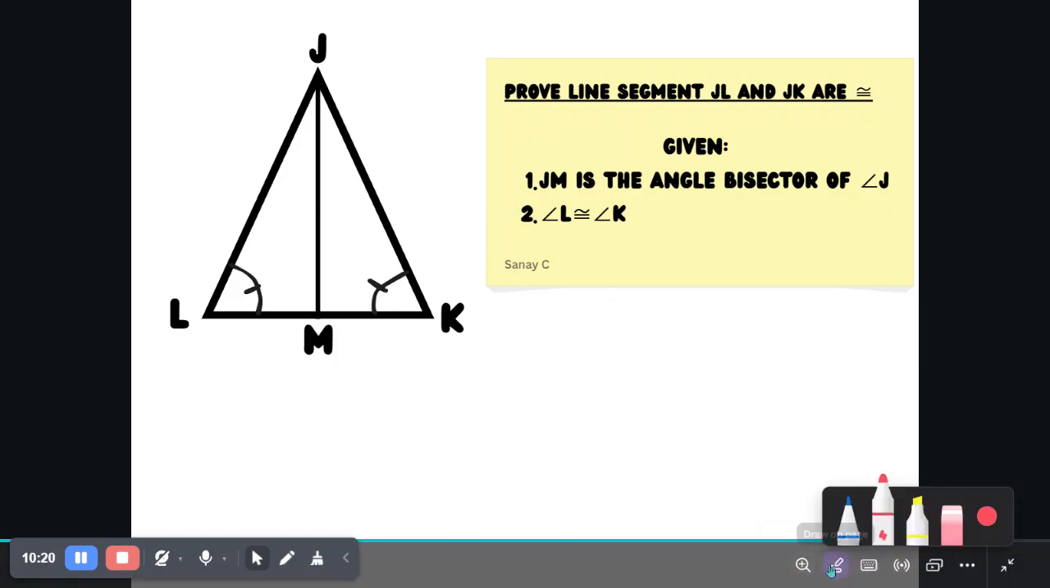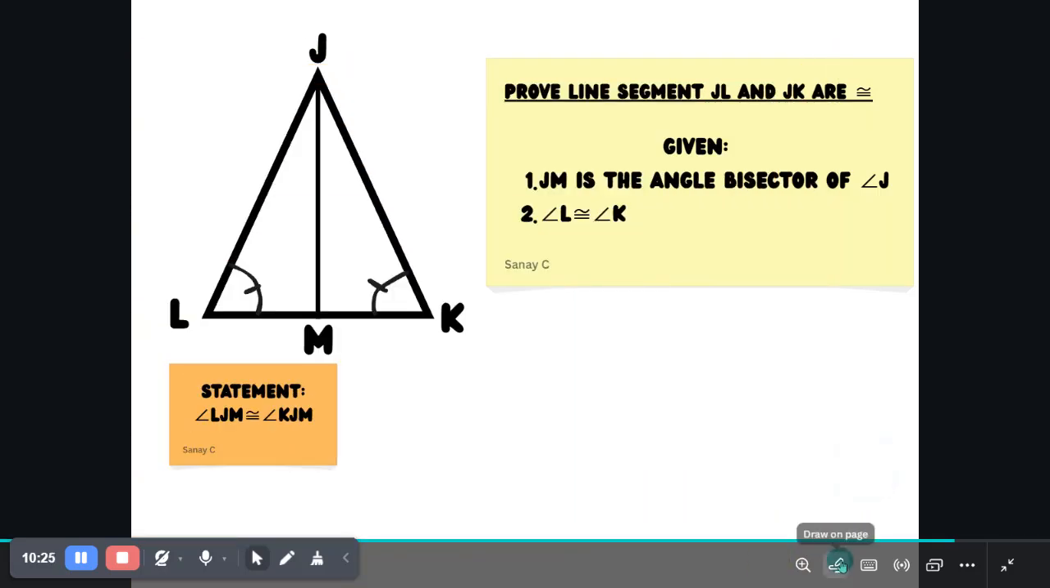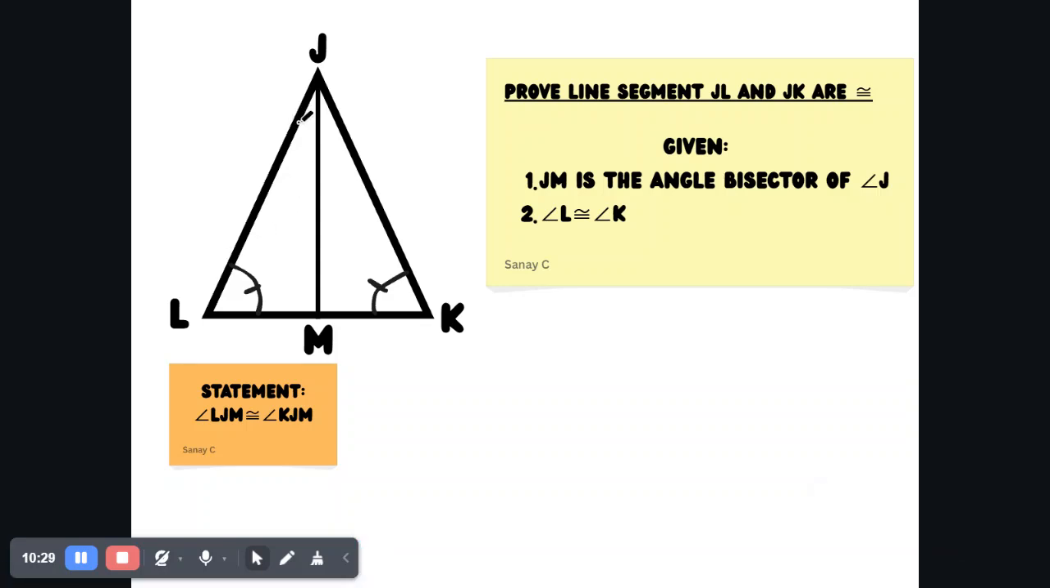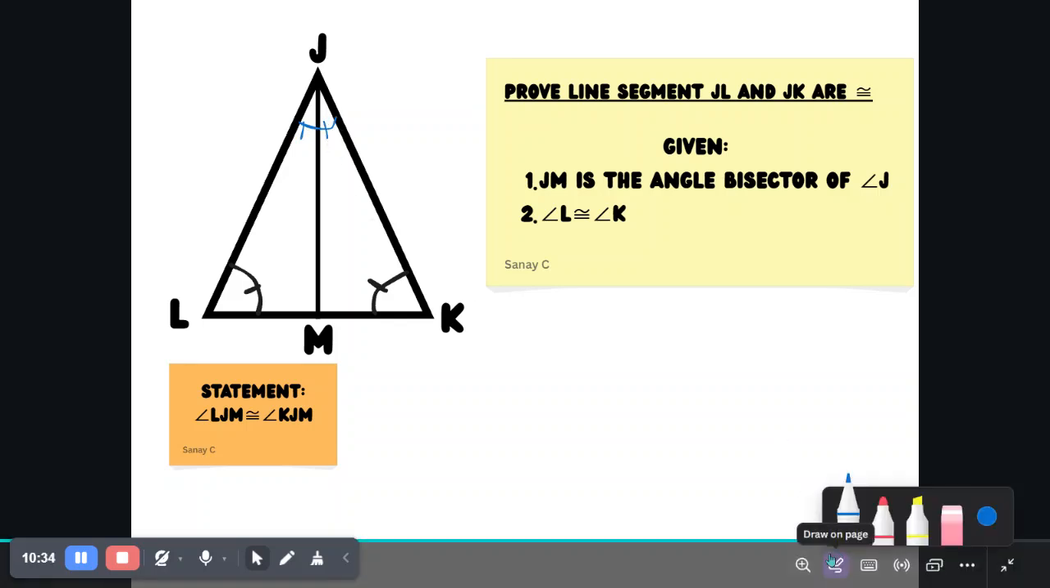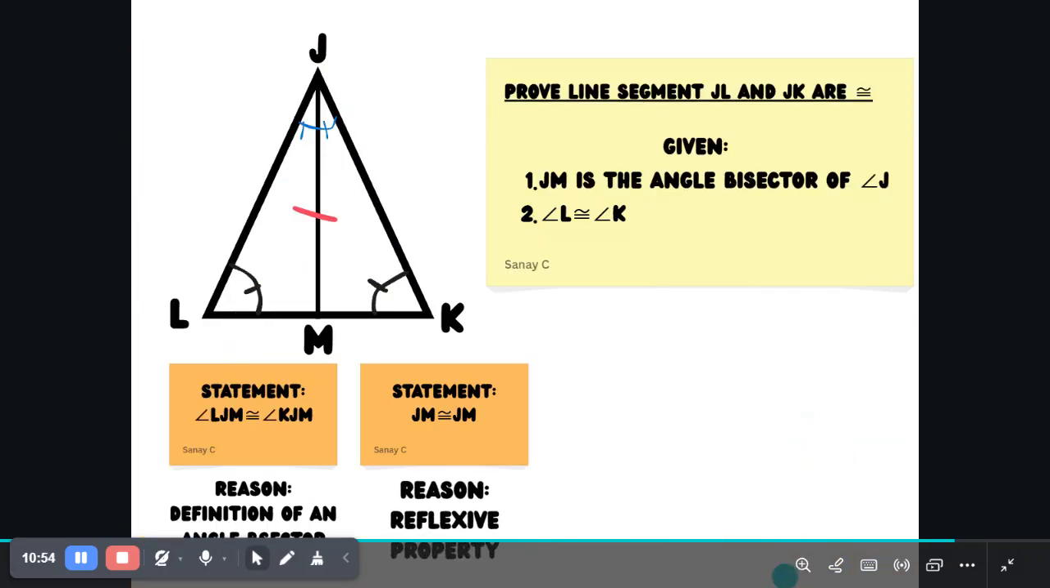So first of all, the first statement we're going to be making is that angle LJM and KJM are congruent. Can you guess why? It's because of the definition of angle bisector, which we were given, which splits the angle exactly in half, making it congruent. Next, we know that JM is equal to JM because, if you guessed it, because of the reflexive property.